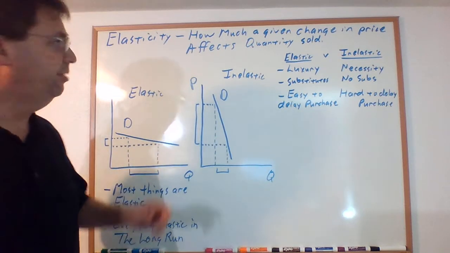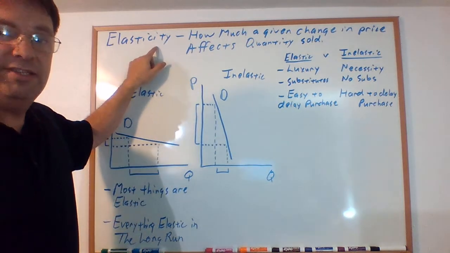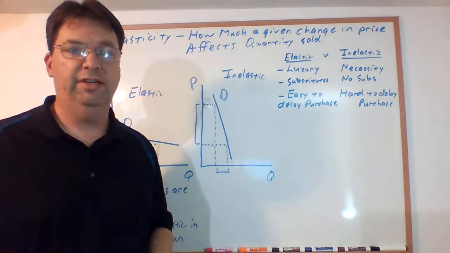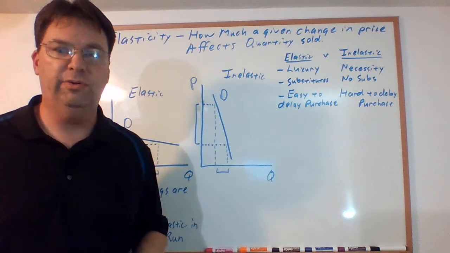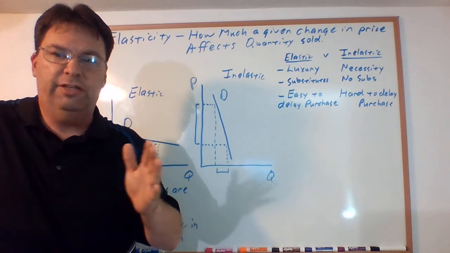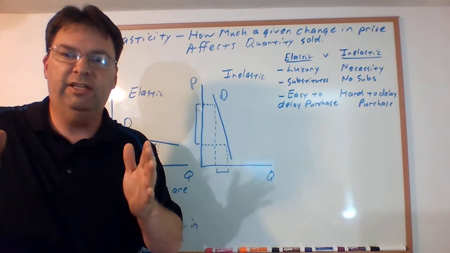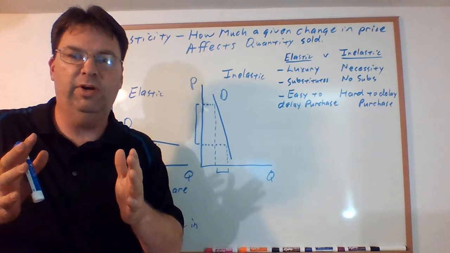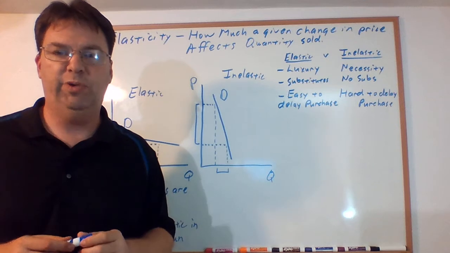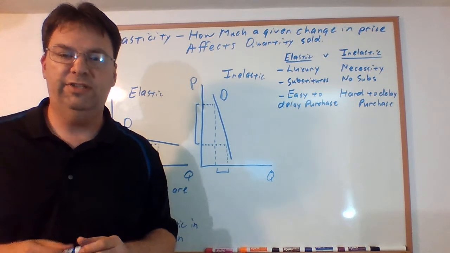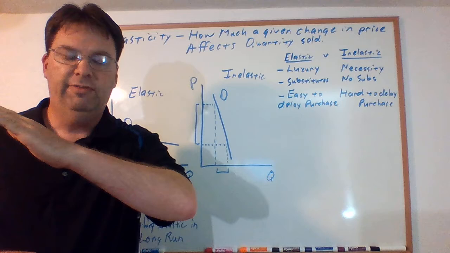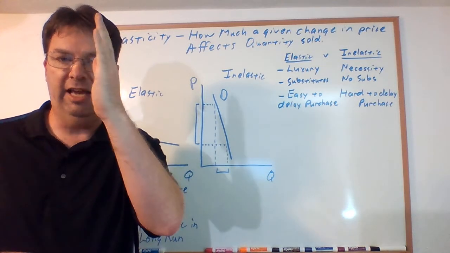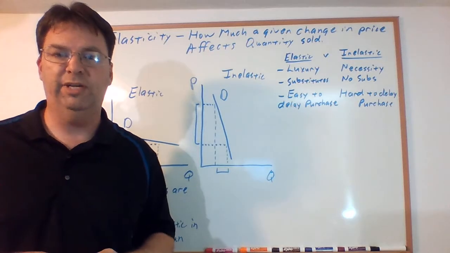So for your notes, you want to write that down there. Elasticity is how much a given change in price affects a quantity sold. So how much we're measuring, and so that's why it's called elasticity, because we're talking about the expansion or contraction of the quantity based upon a change in price. And what that's going to change is the slope of the curve. So for you mathematical people out there, an elastic curve is a very flat curve, and an inelastic curve is a very straight up and down curve.